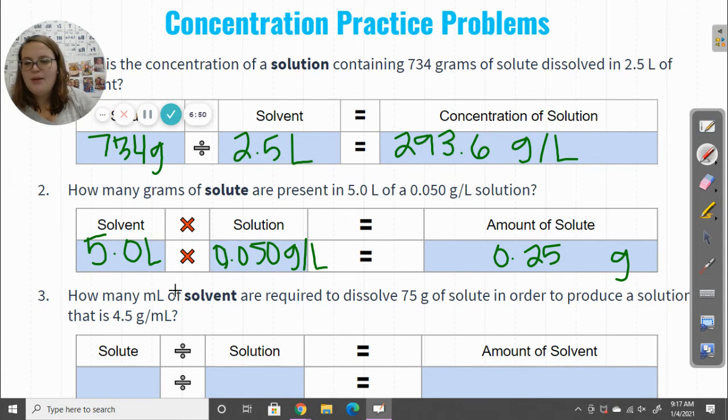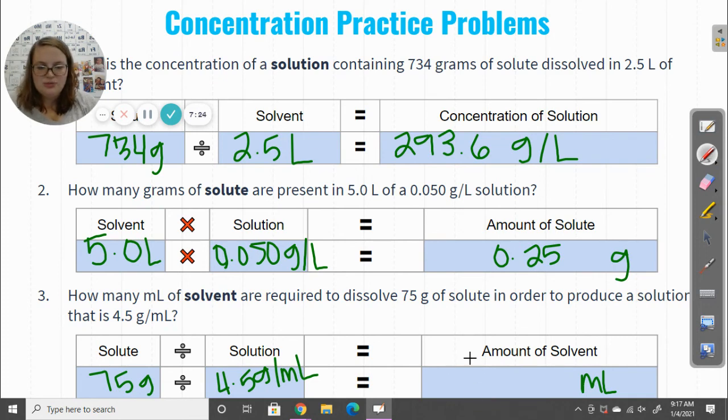All right, and our last one says how many milliliters of solvent, so I'm already told my units are going to be milliliters, are required to dissolve 75 grams of solute in order to produce a solution that is 4.5 grams per milliliter. So we're going to do 75 divided by 4.5. It's giving me a big number that needs rounded. I'm going to round it to 2 decimal places. So it's 16.67 milliliters.